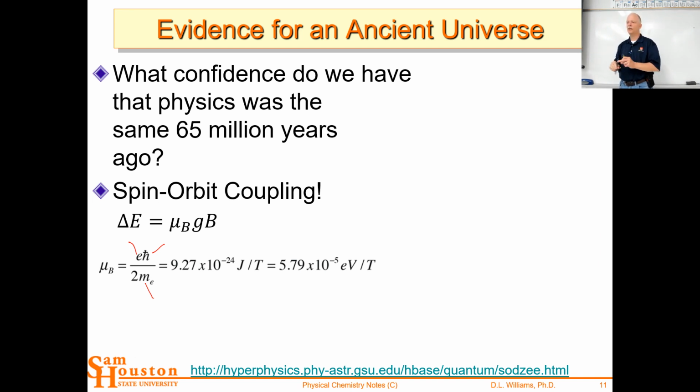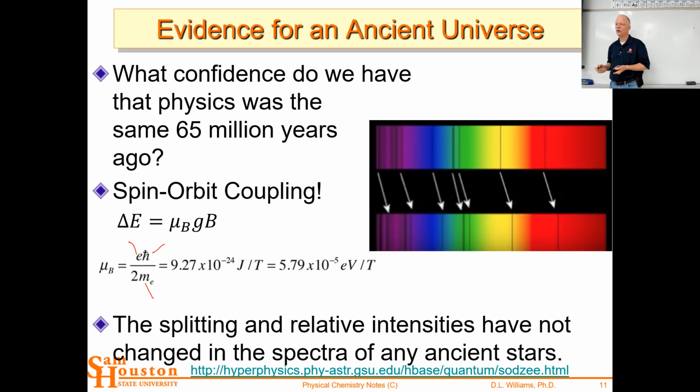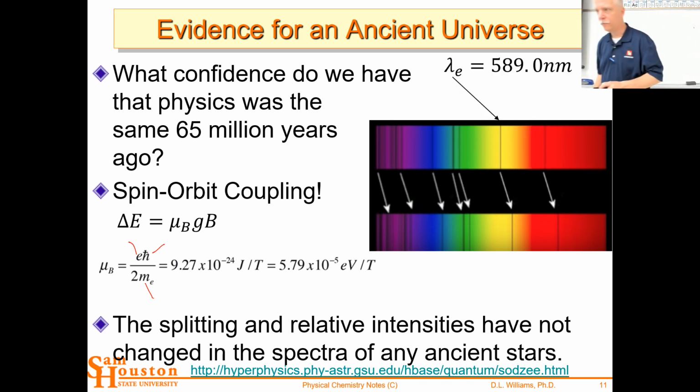This is a debate that's not necessarily happening in science, but it's happening elsewhere. The splitting and relative intensities have not changed in the spectra of any of these ancient stars. We see the red shift, but the doublets and triplets of these atomic emission lines appear to be the same. That means the charge on the fundamental particles of electrons and protons hasn't changed. Planck's constant hasn't changed. The mass of the electron hasn't changed. So this is an important piece of the debate.